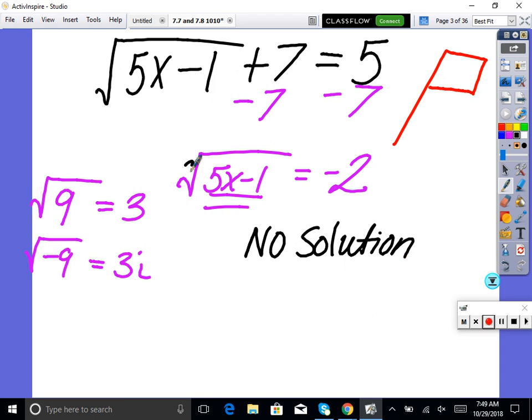Now what if I change it to a cube root? Can a cube root be a negative? Yeah, so we wouldn't do this with a cube root. Now let's say you forgot that you can't have a negative. What would happen is you'd square both sides.